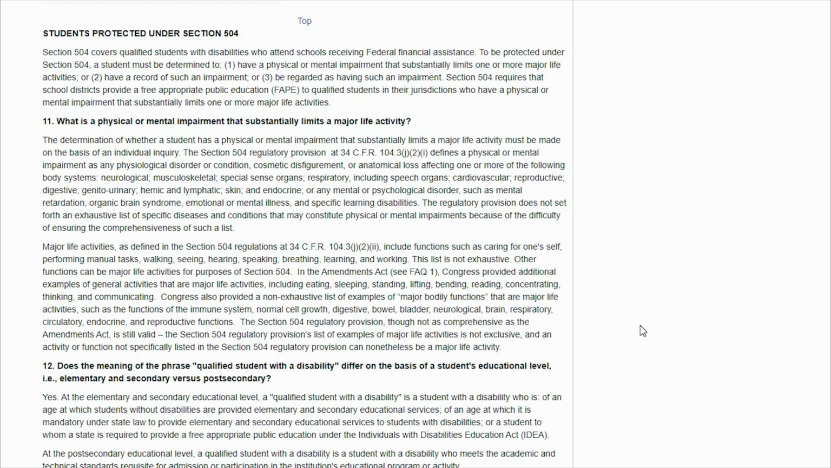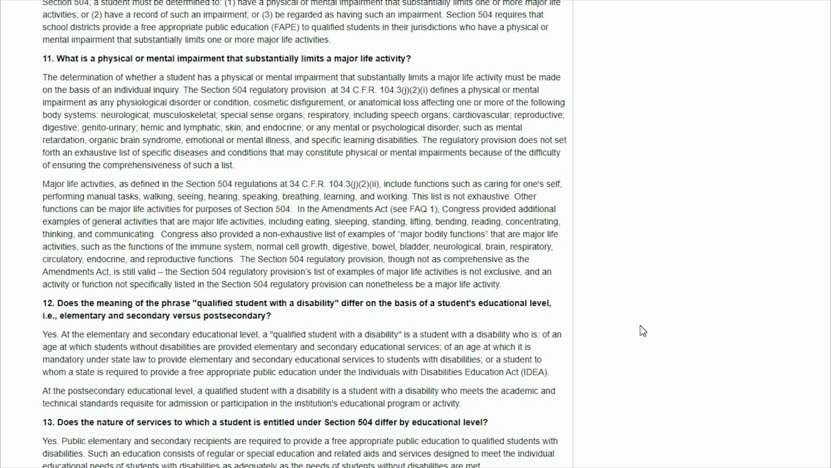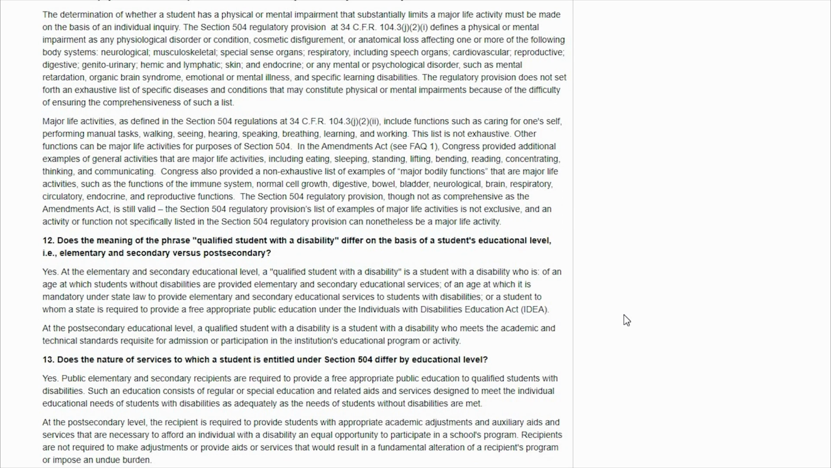so a physical or mental impairment that substantially limits a major life activity could be any physiological disorder or condition, cosmetic disfigurement, or anatomical loss affecting one or more of the following body systems: neurological, special sense organs, respiratory, including speech organs, just a variety of different things, emotional or mental illness, and specific learning disabilities. The regulatory provision does not set forth an exhaustive list of specific diseases and conditions that may constitute physical or mental impairments because of the difficulty of ensuring the comprehensiveness of such a list. Okay, let me see here. So I'm going to keep scrolling.